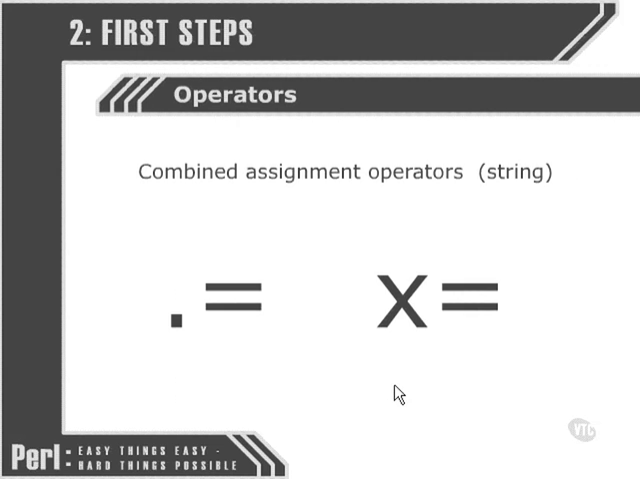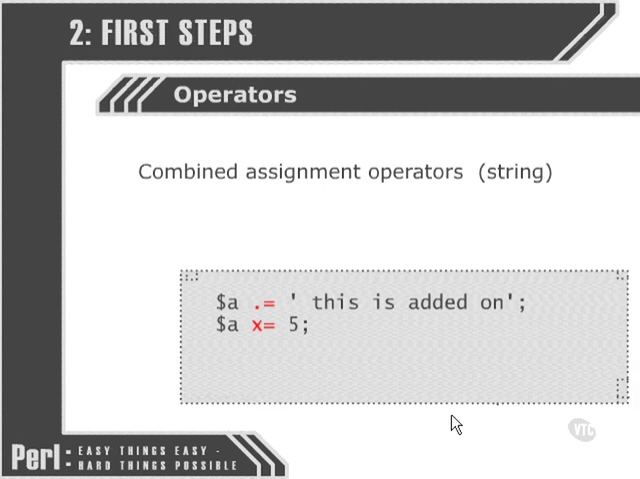So these are the numeric operators, but now we move on and take a look at another set of combined assignment operators, and these are the string ones. So here is the combined concatenation assignment operator, and the repetition equivalent as well. We take a look at some examples of the use of those.